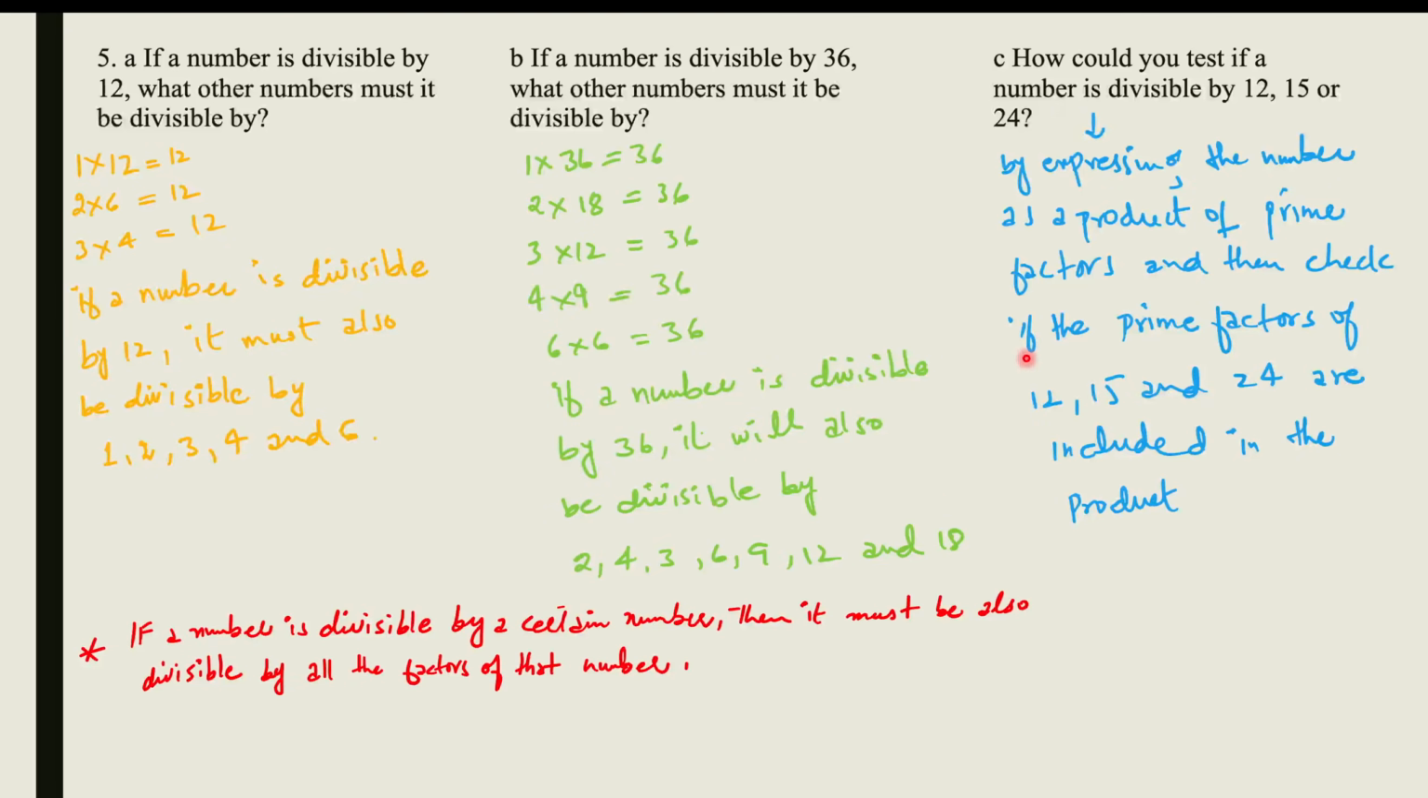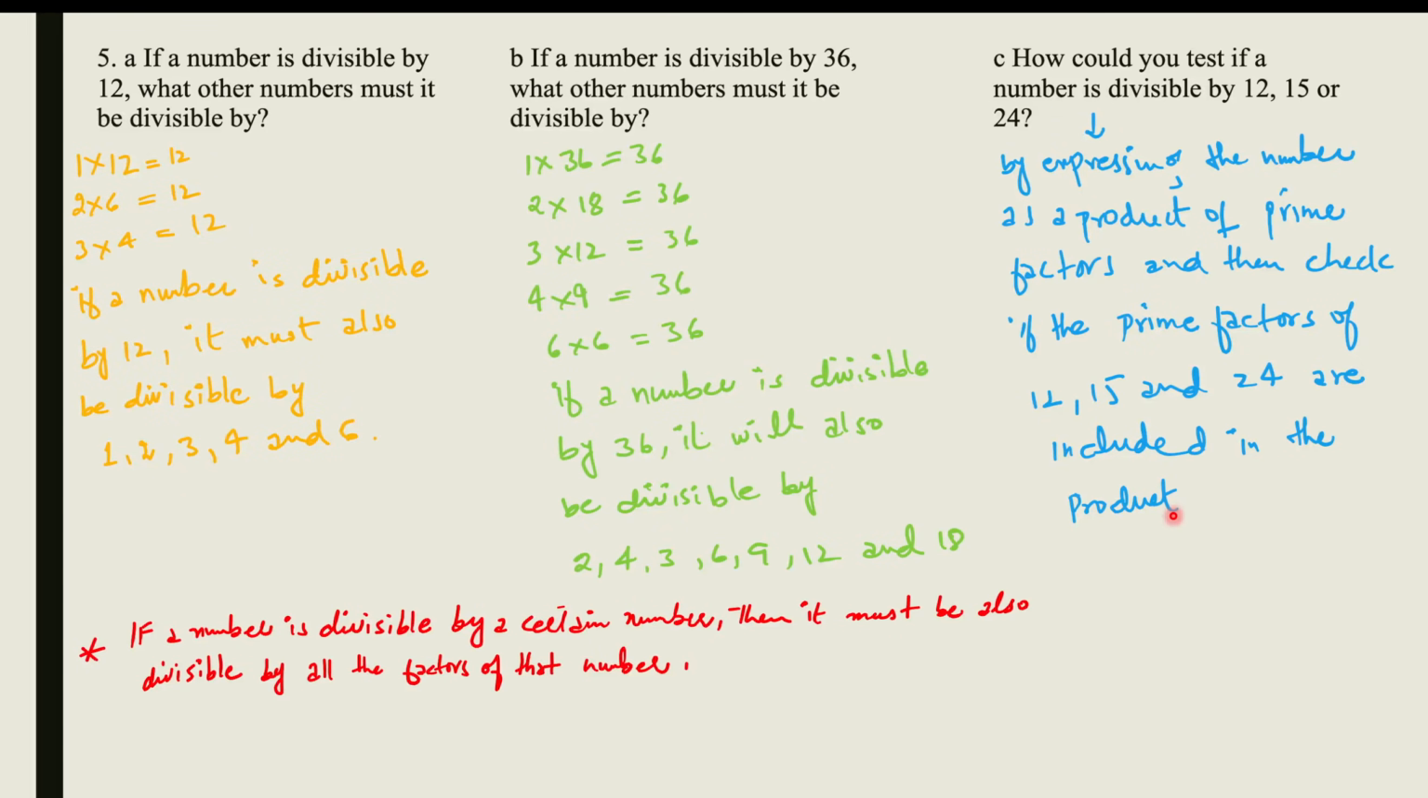and 18. The third part of the question is a little bit different than the first two parts. It asks, how could you test if a number is divisible by 12, 15, or 24? So in short, we can say by expressing the number as a product of prime factors and then check if the prime factors of 12, 15, and 24 are included in the product or not.